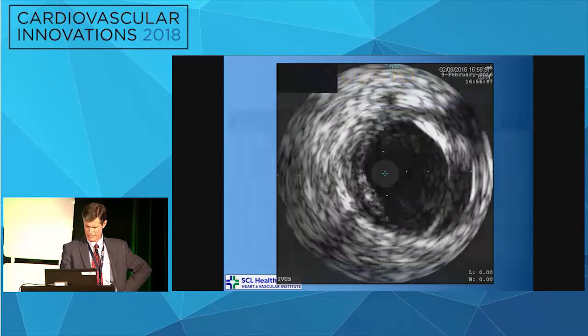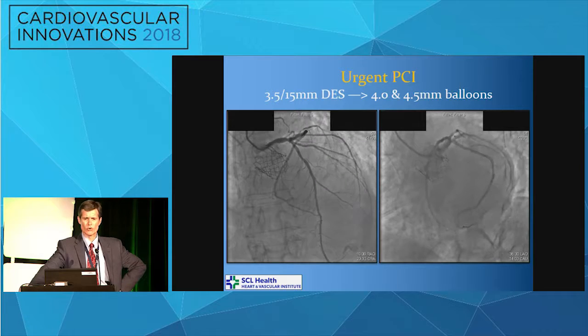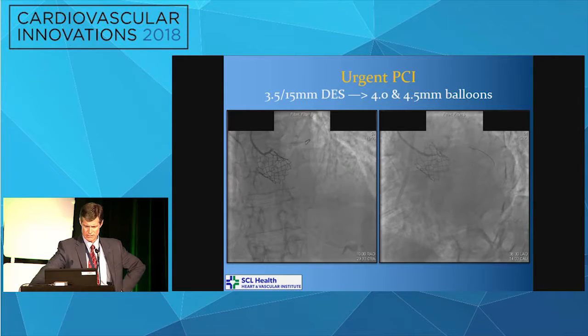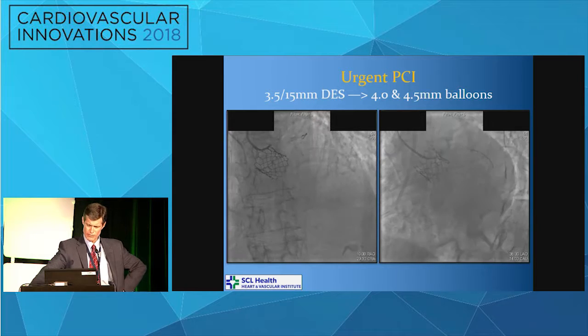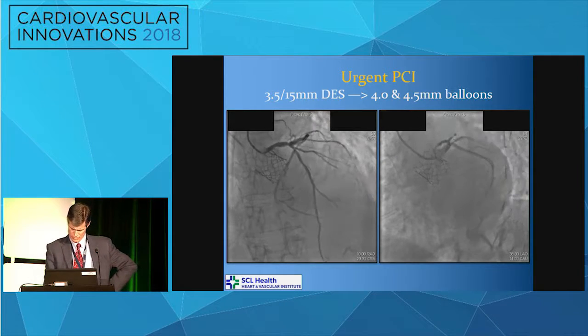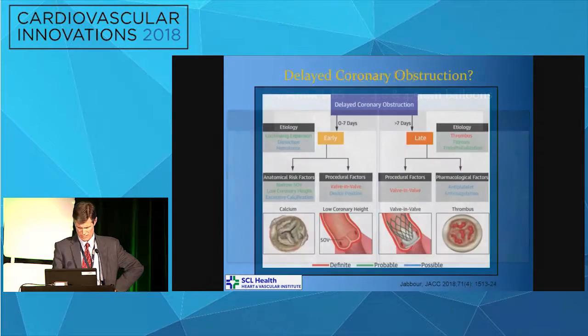But I didn't really get the sense that this was much about acute coronary syndromes as much as it was about rapid AFib and impingement on the left main. So we got a 3.5 DES, and with serial IVUS, we went back with 4.0 and 4.5 balloons.